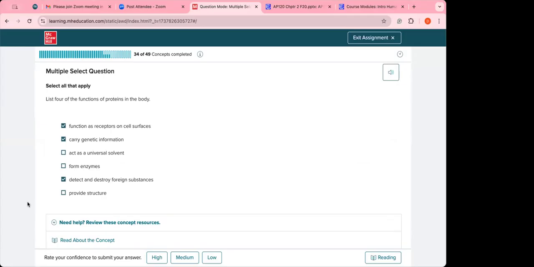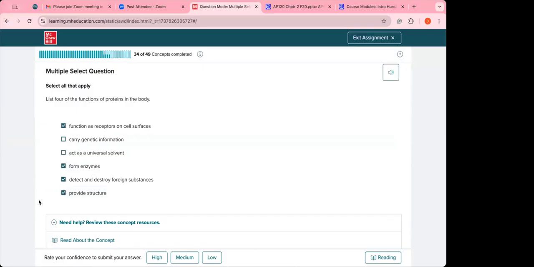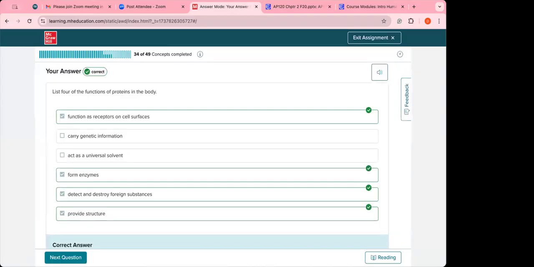No, the second one is not correct. They don't carry genetic information. They form enzymes. They detect and destroy foreign substances, and they provide structure. I think those are the 4 that we read. Let's try that and see. We got it. Yeah, so you were right about providing structure. So they provide structure, they function as receptors on cell surfaces, they form enzymes, and they detect and destroy foreign substances.